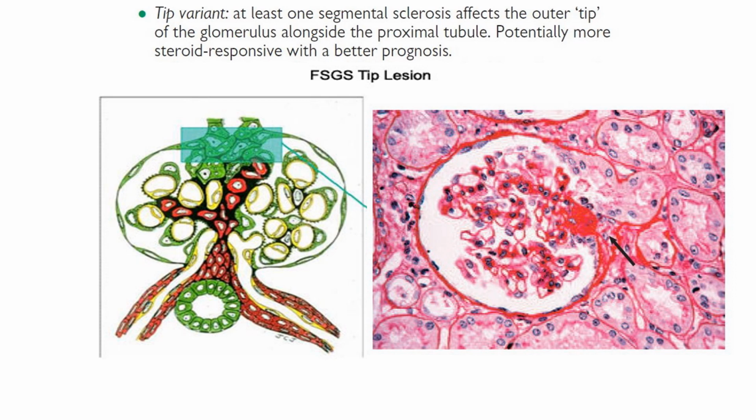The second type is the tip lesion. The lesion is at the site of the proximal convoluted tubule.